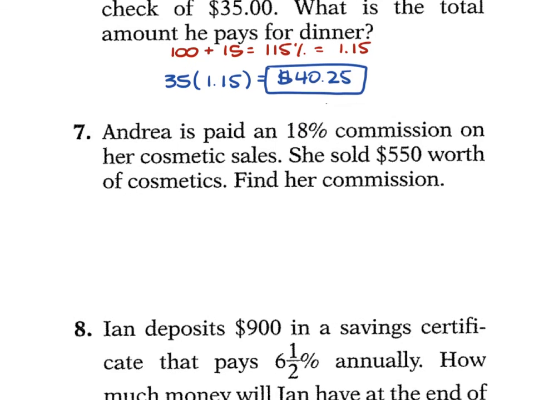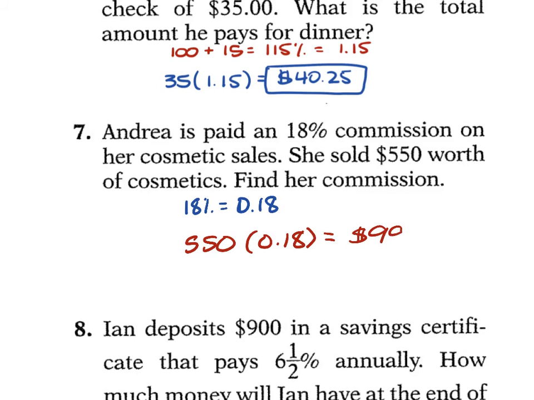For 7, it says Andrea is paid an 18% commission on her cosmetics sales. She sold $550 worth of cosmetics. Find her commission. It's just the commission. So we are going to take that 18%, turn it into a decimal, that's 0.18, and multiply it by the $550. So from here, we are going to have $99 as her commission.